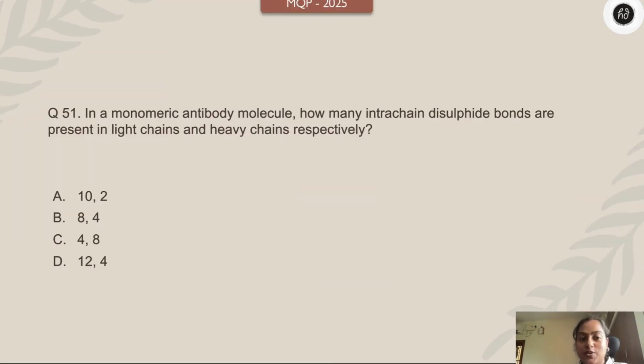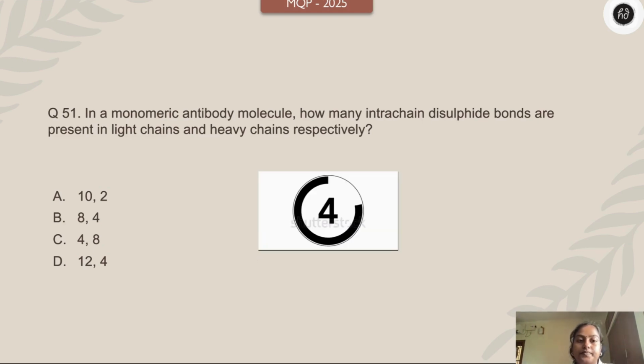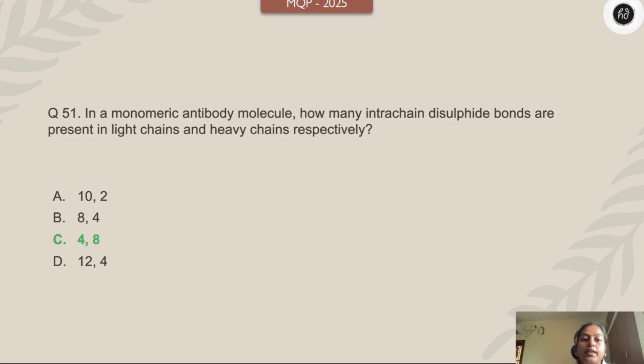Here goes the very first question. In a monomeric antibody molecule, how many intra-chain disulfide bonds are present in light chains and heavy chains respectively? 10 and 8, 4 and 4, 8 and 12, or 4 and 8? Come on, think and answer the question. Time starts 3, 2, 1 right now. Alright, so the answer is 4 and 8.